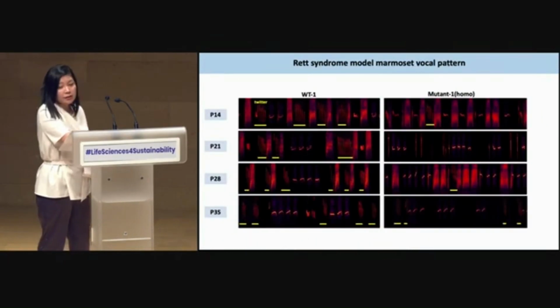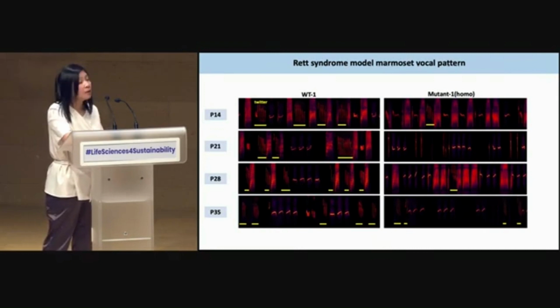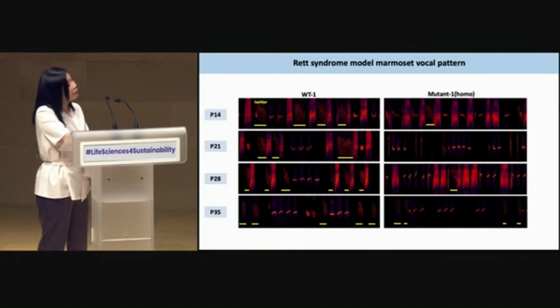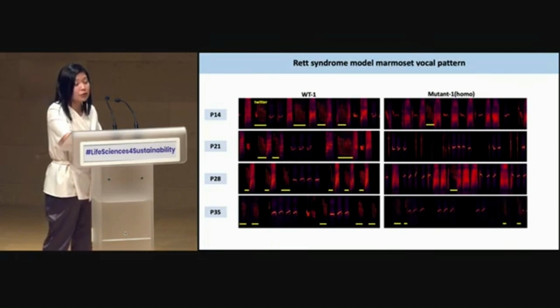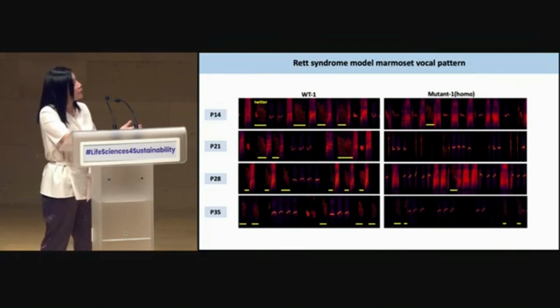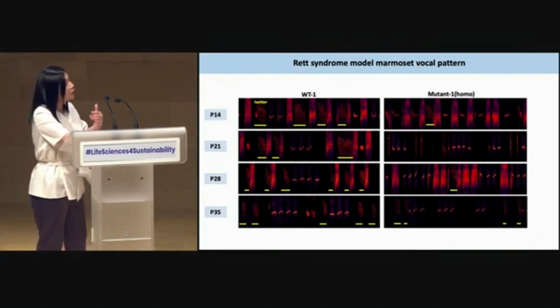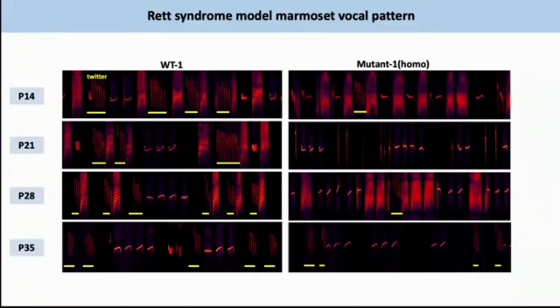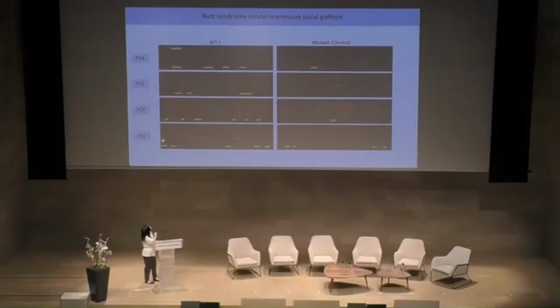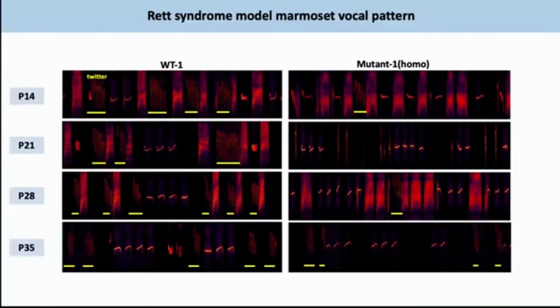So we generated an MECP2 knockout mutant marmoset, thinking this could be a Rett syndrome model. We are still working to make sure what the similarities with human Rett syndrome are, and also the differences. But one thing we realized is that the MECP2 knockout marmoset also has an altered language developmental pattern that you can see here. The left side is the wild type, the right side is the mutant, and these are the time courses. This yellow bar is the twitter call, and it seems that they have fewer twitters in this animal.